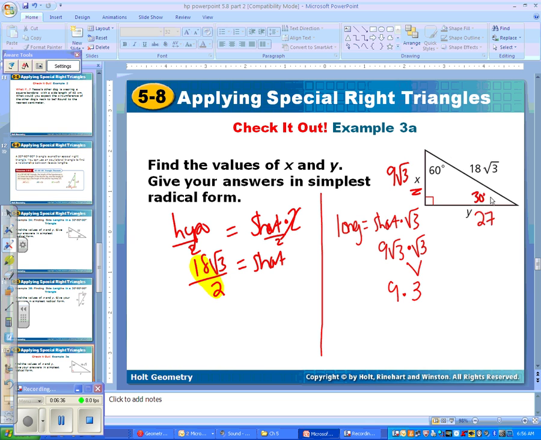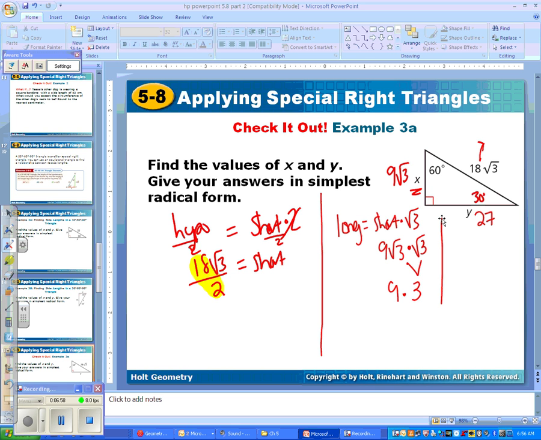And if you're not sure, because some people may be like, wait, hold up, just a second. 27, that looks a lot longer than 18 radical 3. And 18 radical 3 should be the largest side because it's the hypotenuse. It's across from 90 degrees. Pop it into your calculator. 18 radical 3 is larger than 27. And it's larger than 9 radical 3, obviously. So that's one way to check your work.